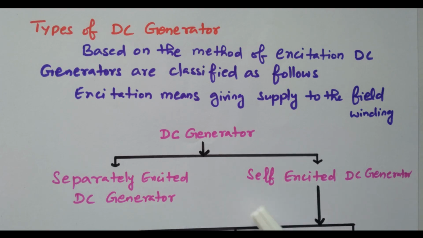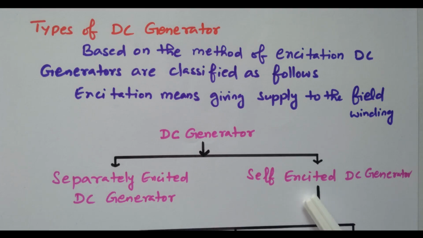So primarily two types. The excitation is given separately to the field winding in order to produce the magnetic flux, or self excited. In self excited, the field windings are connected with the armature. By itself it will produce the magnetism by using the concept called residual magnetism, right. So based on the excitation the generators are classified. The major classification is separately excited or self excited.